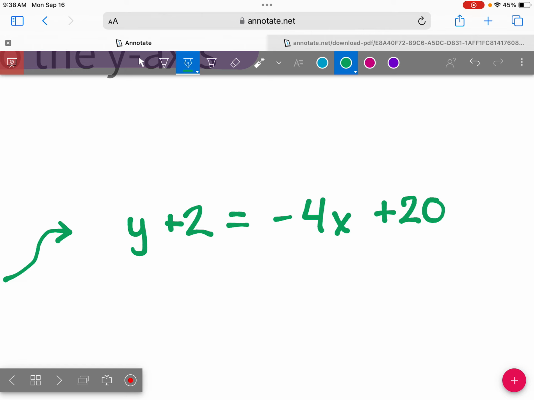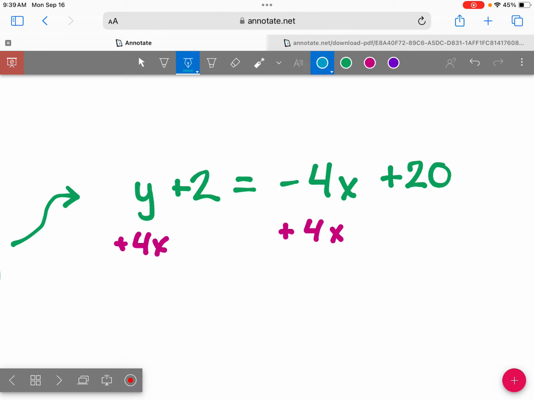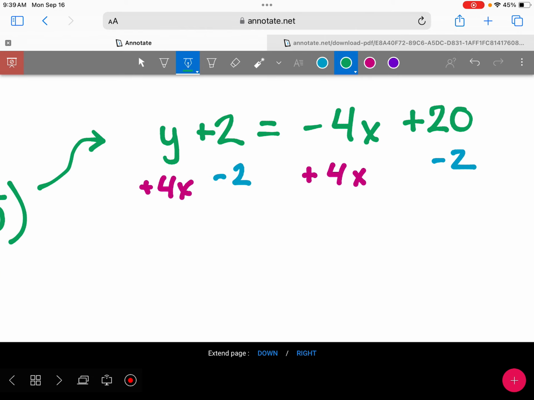If I want to wind up with a positive x value anyway, what should we do with my negative 4x? Add the 4x. That's going to be easier for us. It's going to make us have less work. I want to get my x positive, so I'm going to move my x so it's positive. What else do we need to do? Subtract the 2 from both sides. So this will give us my positive 4x plus y equals what? 18. So that's what they mean by general form.